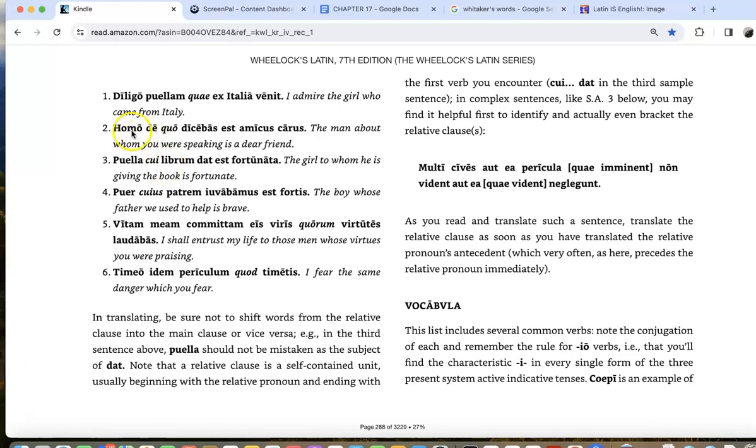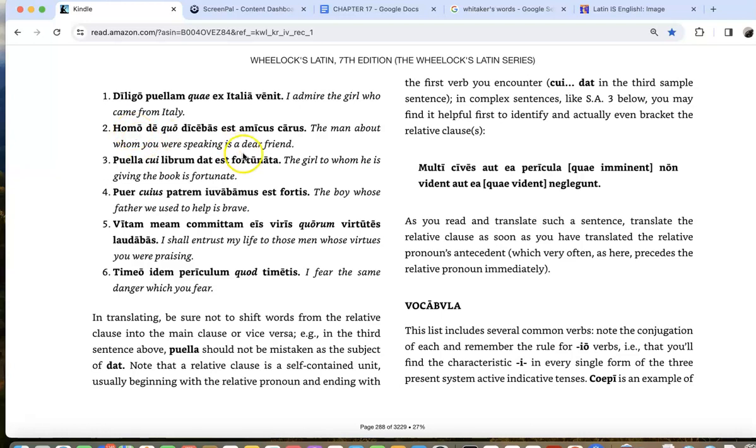Let's take a look at this one, number 2, which has another wrinkle, namely a preposition. So here we have, they give us the translation, so I'm not going to talk about that, but rather the Latin grammar. So the man about whom you were speaking is a dear friend. So what is the main clause? We need to be able to recognize that for understanding of this concept. The man is a dear friend.